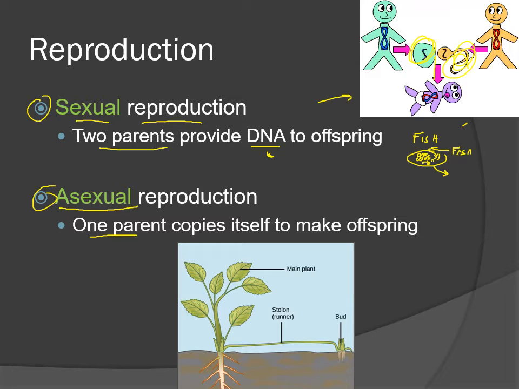Okay, with asexual reproduction, you see the plant. Plants can bud off and just make copies of themselves. There's no need for a second plant to be involved, and second plant DNA is not involved.